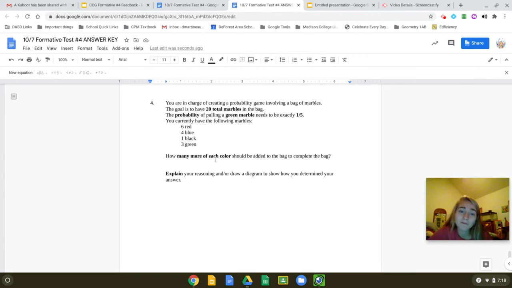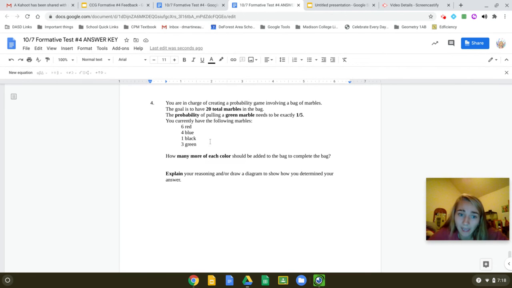And we want to know how many more of each color should be added to the bag to complete the bag. Now explain your reasoning and determine. Okay, so first off, I need 20 marbles total. And I know that there needs to be 1/5 probability to pick out a green. So I need to figure out 20 times 1/5 to see how many green marbles I need to have total. So if I take 20 times 1/5, I'm going to get 4. So I need to have 4 total green marbles.